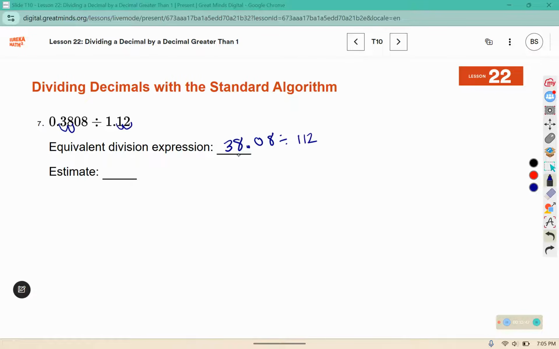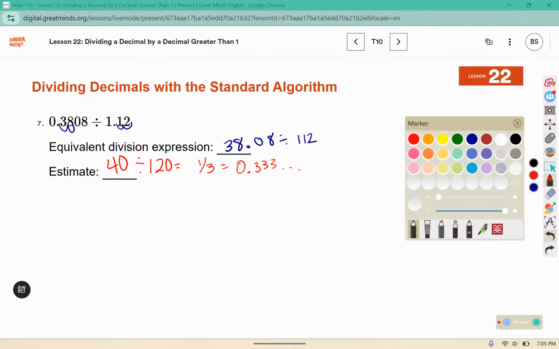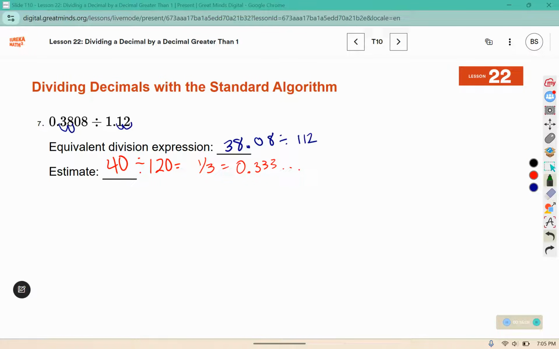Now, this is around 40, and 112 is around 120. Well, 40 fits into 120 3 times, so this is around a third, which is the same as 0.3 repeating. So it should be somewhere around 0.3.